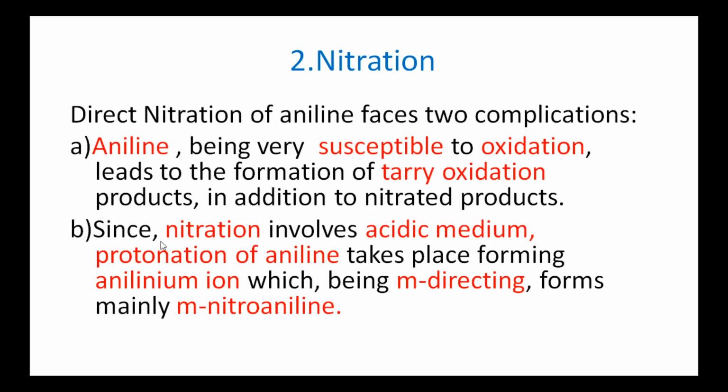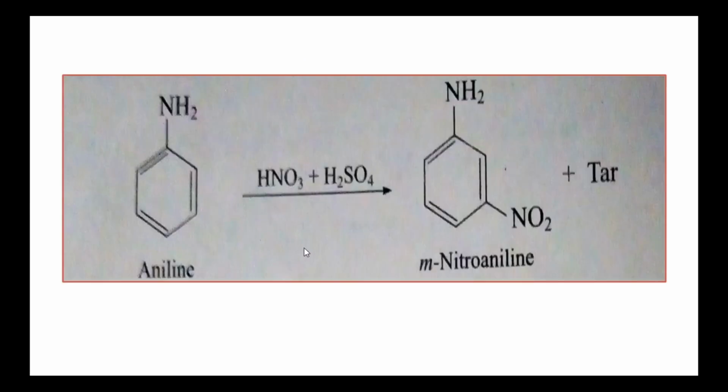The second complication is that since nitration involves an acidic medium, that is concentrated nitric acid and concentrated sulfuric acid, in the presence of these acids the protonation of aniline takes place forming the anilinium ion, which is a meta-directing group. Aniline is an ortho-para-directing group, while the anilinium ion is a meta-directing group. So it forms the main product as meta-nitroaniline. So based on these two complications, direct nitration is not proceeded.